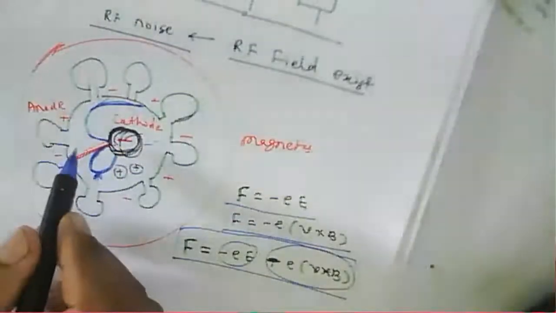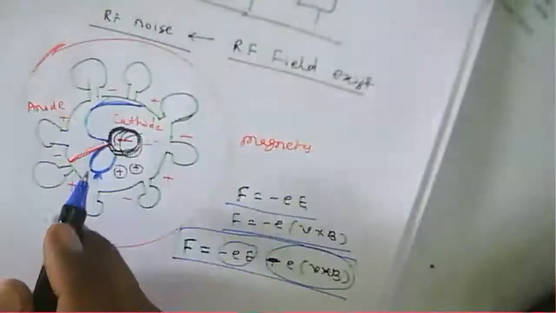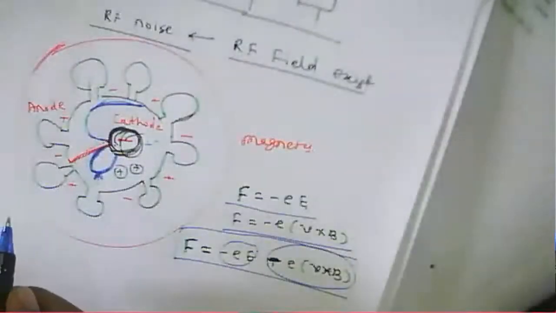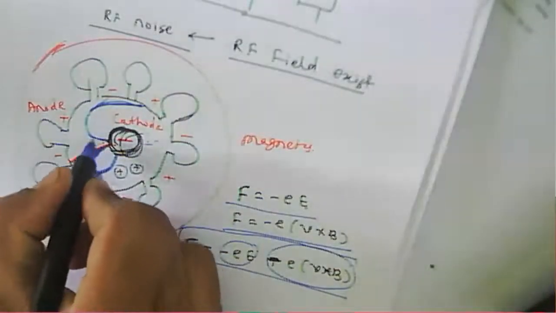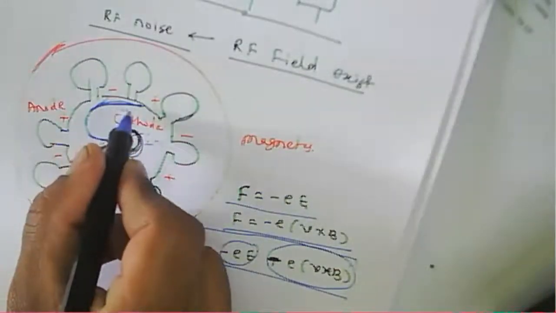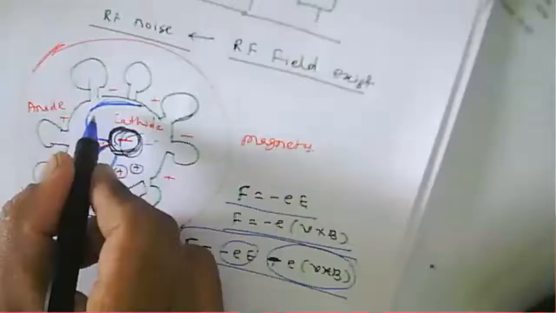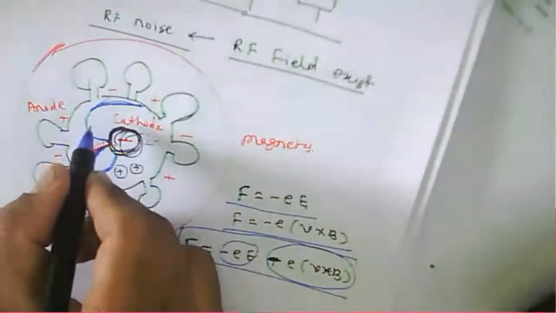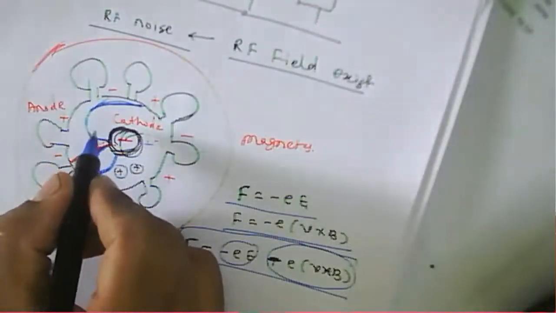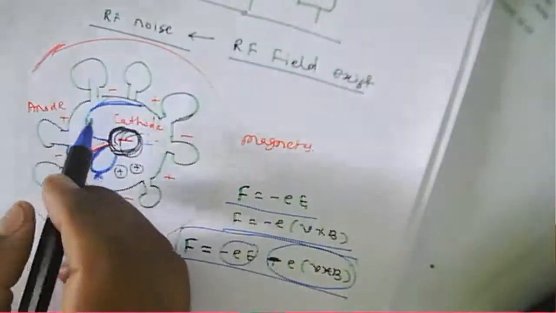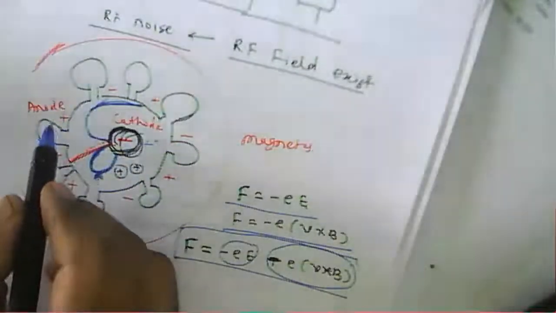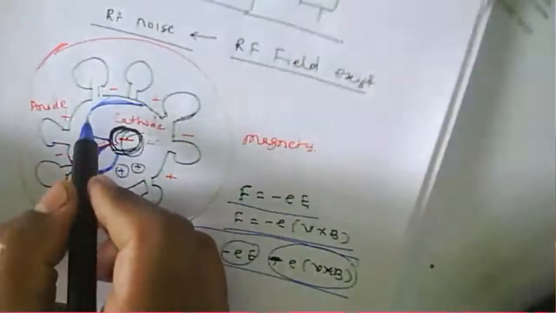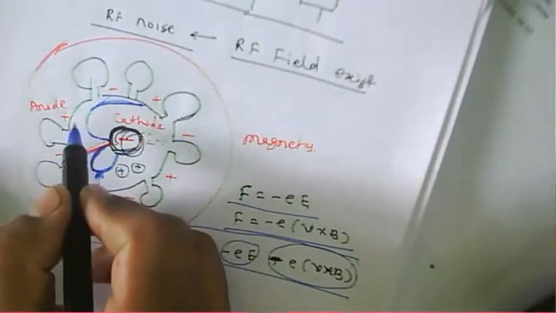We can say that some electrons will move faster, or some electrons will move slower there. Those electrons move slower because of the retarded field, retarded by this RF field. So they will provide energy. The electrons provide energy to this RF field, and because of that the oscillation takes place.